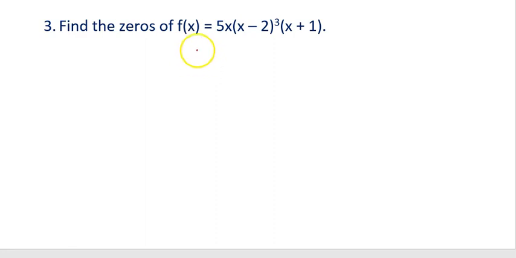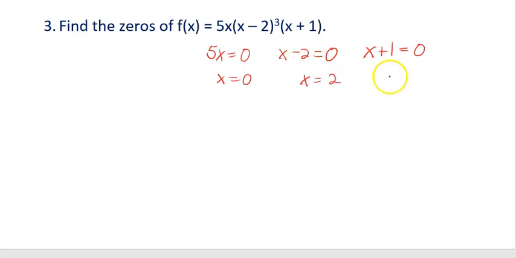Okay, so to find the zeros of this, we're going to do this algebraically, and this one is very nicely already factored for us. You basically set each piece equal to 0. So I have 5x equal to 0. X minus 2 is cubed, so technically there would be 3 of these if I wrote them out, but they're all going to solve the same way. I'll talk about that in a minute. And then x plus 1 equals 0. So if I divide by 5, I get x equals 0. If I add 2, x equals 2. And if I subtract 1, x is negative 1.